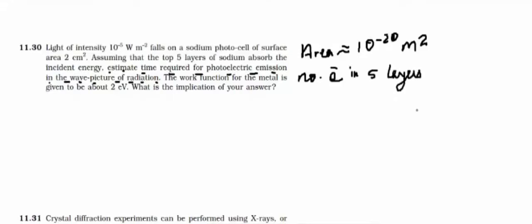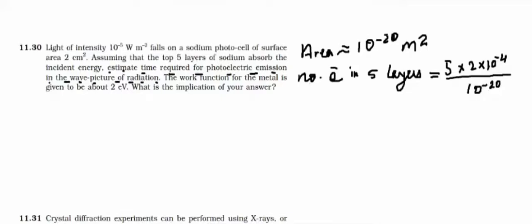Number of electrons in 5 layers. Already we have been given here 5 layers, each of them having 2 centimeter square. That means 2 into 10 power minus 4 meter square. And atomic area is around 10 power minus 20 we are seeing. What is the reason we take 10 power minus 20 here?